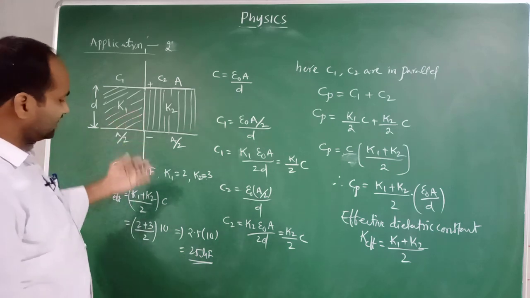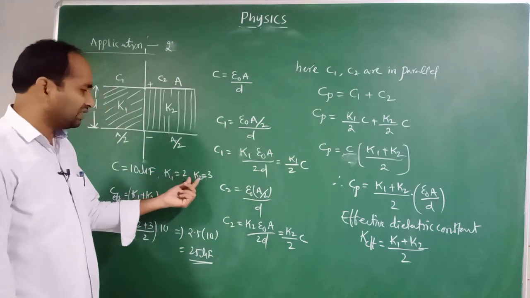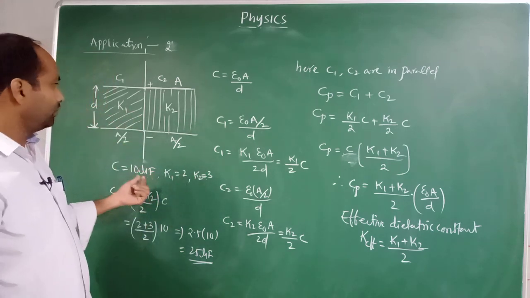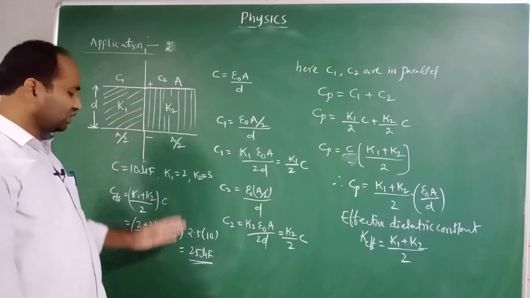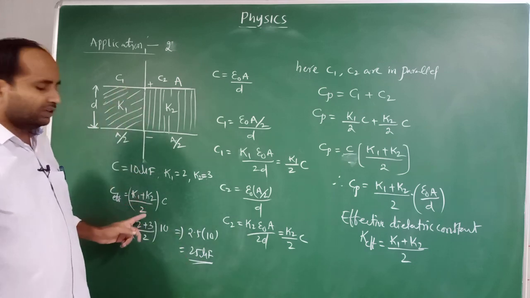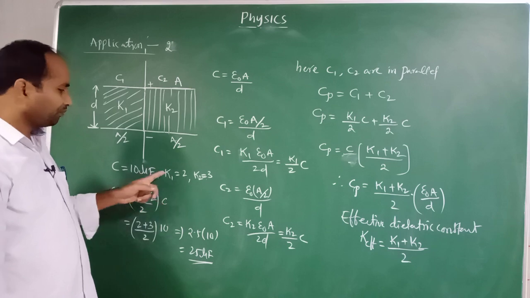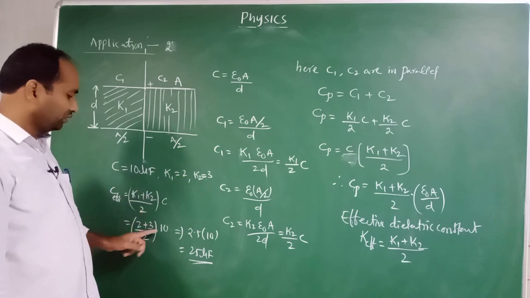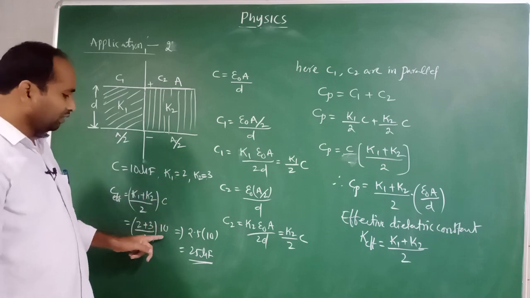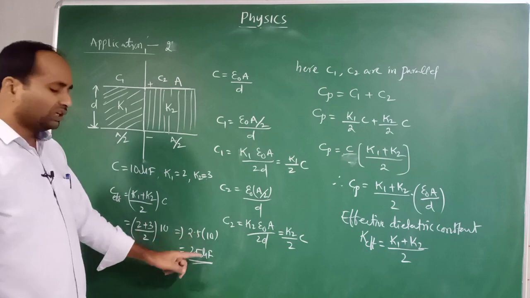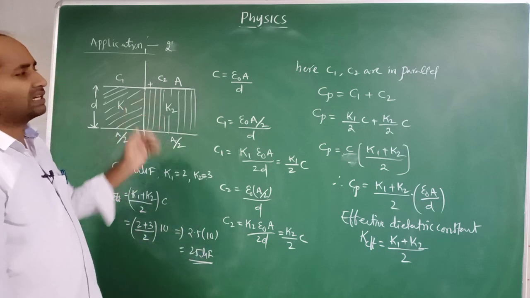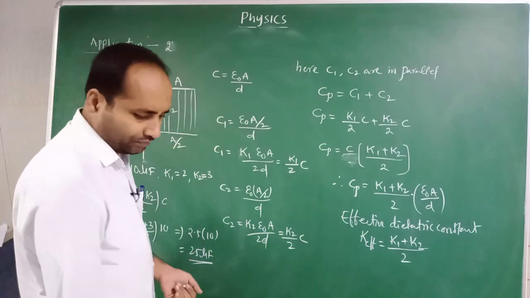In the previous case we took the same values but got 24. If you insert like this, what is the resultant here? K1 plus K2 by 2 into C, 2 plus 3 by 2 into C which is 10 microfarad, that is 25 microfarad. This is the second application.